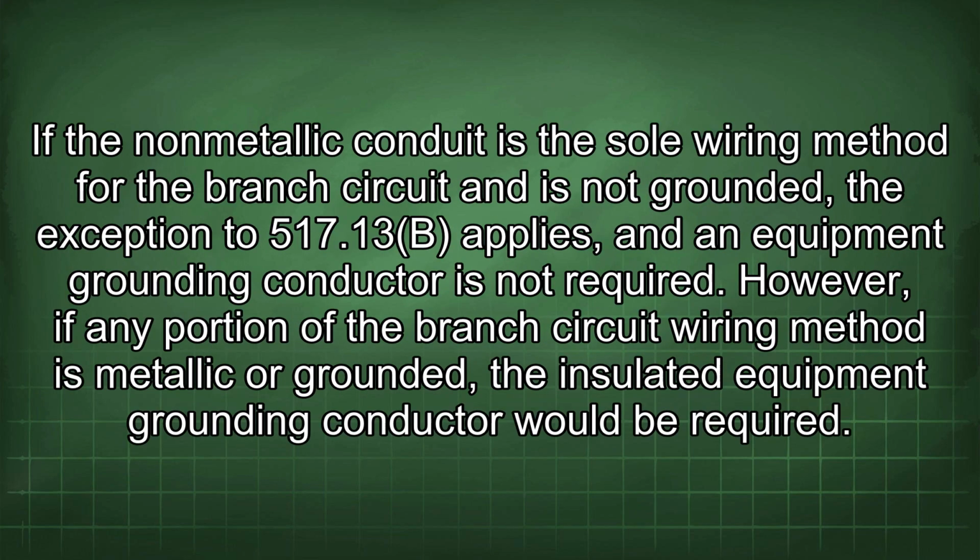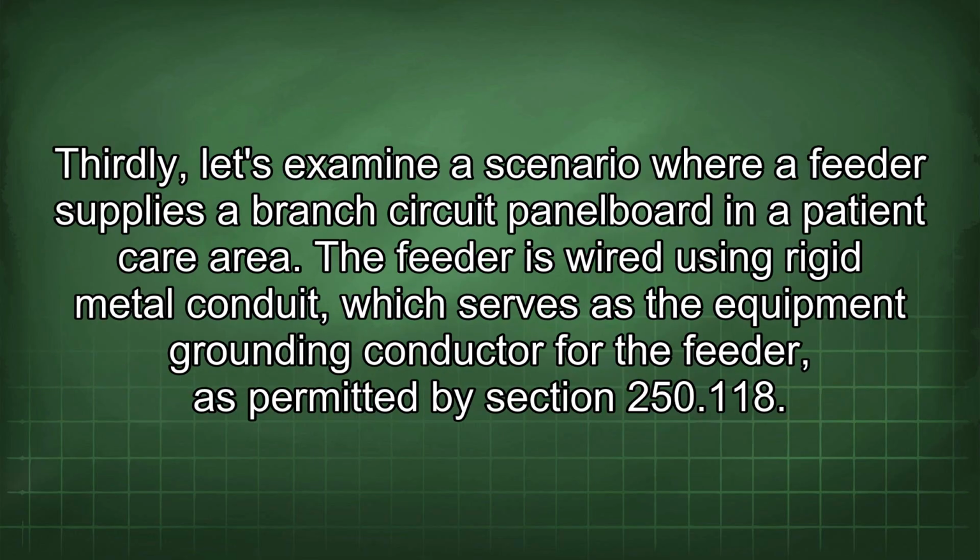If the non-metallic conduit is the sole wiring method for the branch circuit and is not grounded, the exception to 517.13(B) applies, and an equipment grounding conductor is not required. However, if any portion of the branch circuit wiring method is metallic or grounded, the insulated equipment grounding conductor would be required.